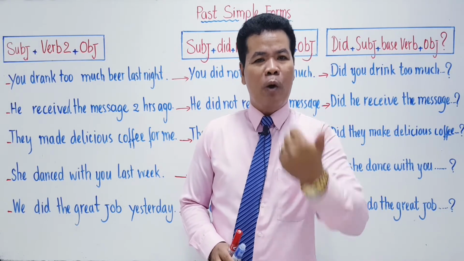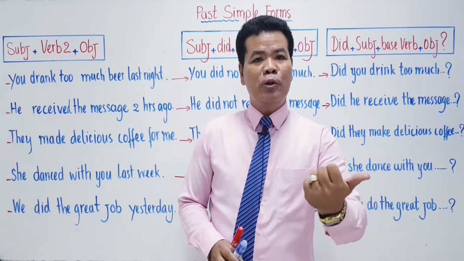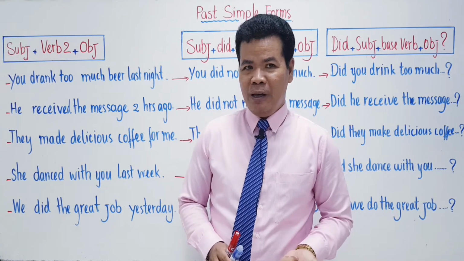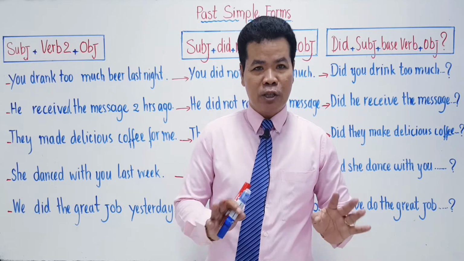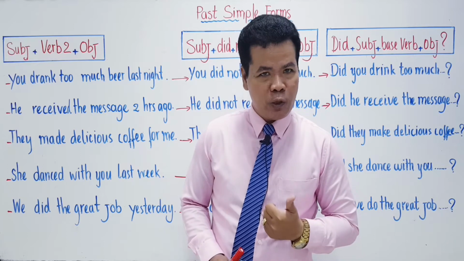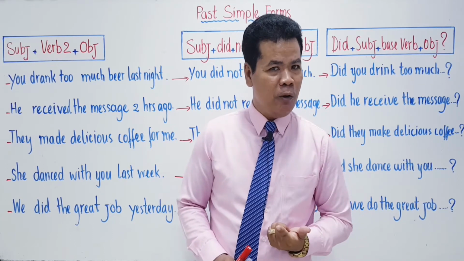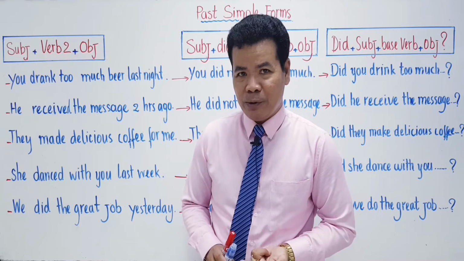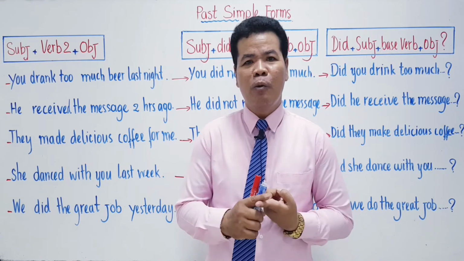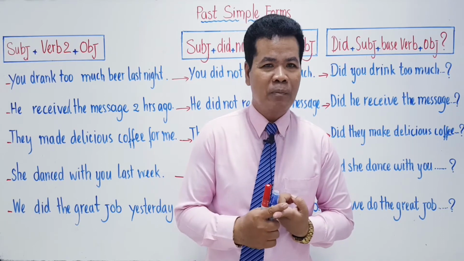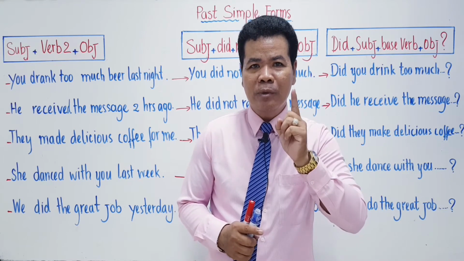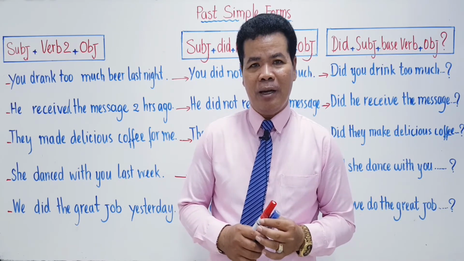But in fact, verb 1 we use as the base verb, verb 2 as the past simple verb, and verb 3 as the past participle. In order to make it easier for the students, they have noted verb 1 as the base verb, verb 2 as the past simple verb, and verb 3 as the past participle. But don't worry about that. Even if you say base verb, it's okay, no problem. You understand what I mean? The right thing is you have used the right form. So now let's go.